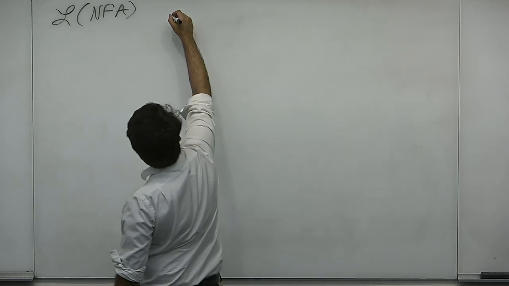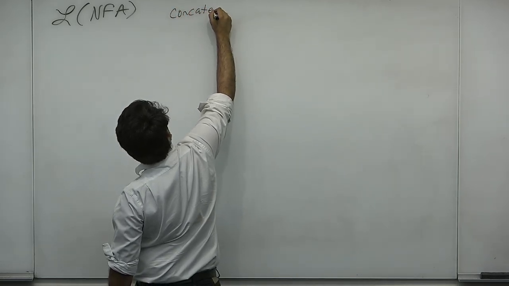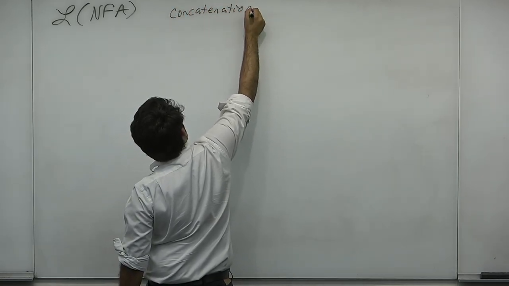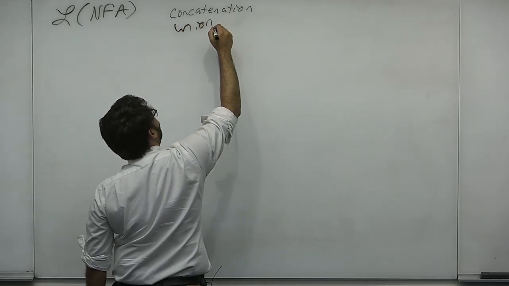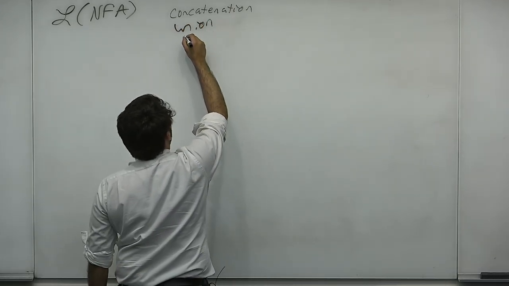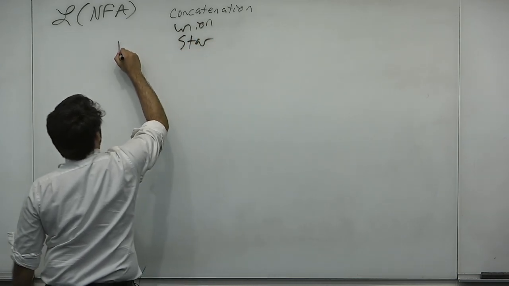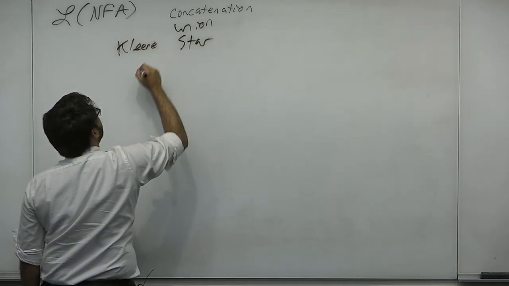Concatenation. What are the other two? Union. I forgot the third. Star. By the way, the star is named after a guy named Kleene. His name pops up everywhere.